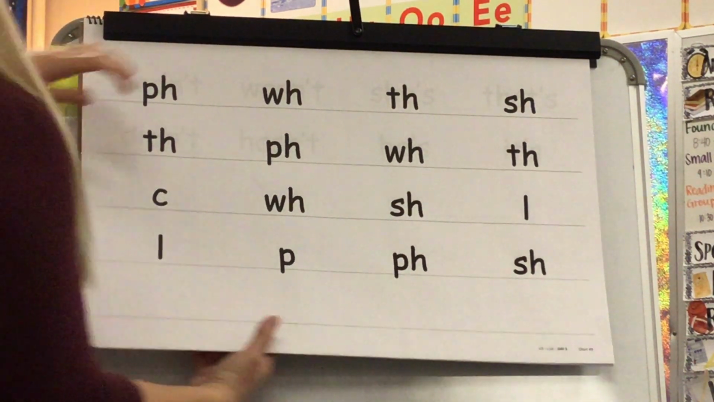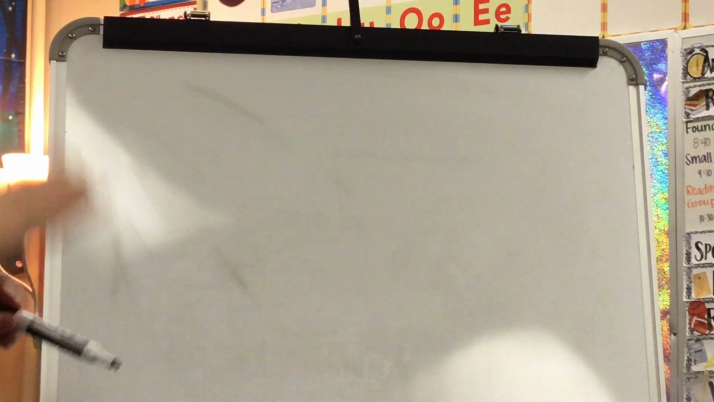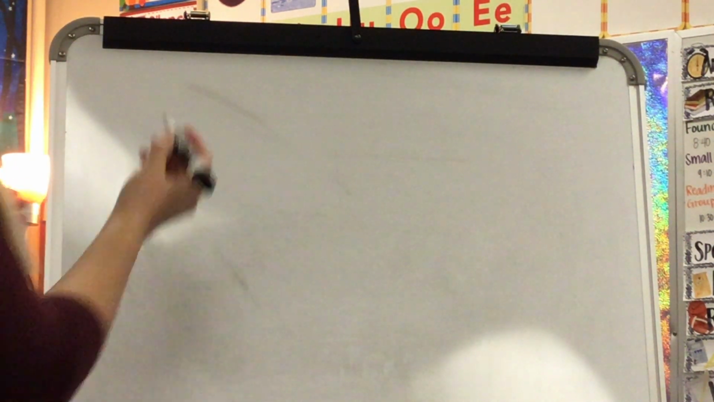Great job. We get to talk about a new skill today. Today you're going to practice reading contractions. A contraction is a shortened form of two words. An apostrophe takes the place of the letters that have been dropped.